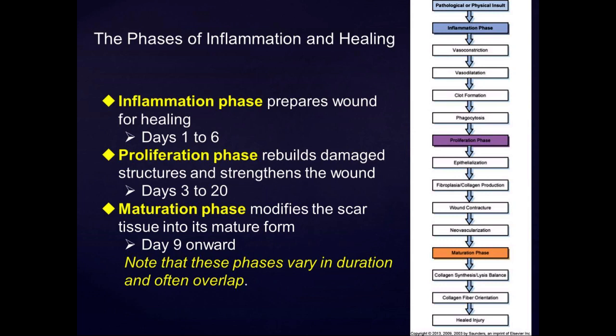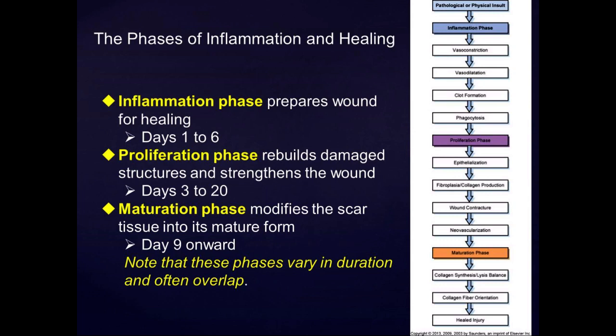So the proliferation phase rebuilds the damaged structures and strengthens the wounds, and that's generally day 3 to 20. And these phases, of course, overlap, and people don't walk in the clinic with a sign around their neck that says, I'm in the inflammation phase, so we know how to treat them. But we know the signs to look for, and so we will know what phase they're in.